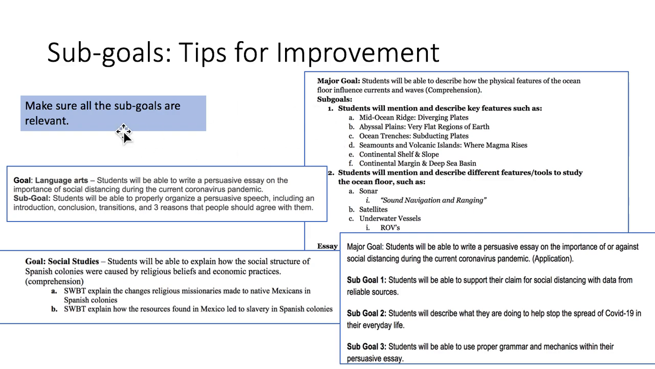Each one of these either have sub-goals that aren't really that relevant and don't really get you to your overall goal, or they're maybe sometimes missing some things. So like for this first one, the major goal again is that students will be able to describe how the physical features of the ocean floor influence currents and waves. And this first part's really good. Love it. Talking about all the different parts of the seafloor.